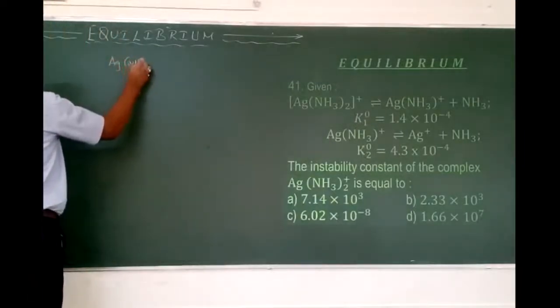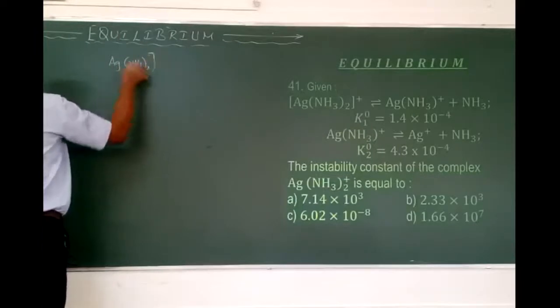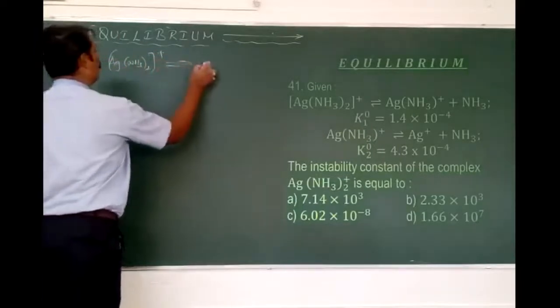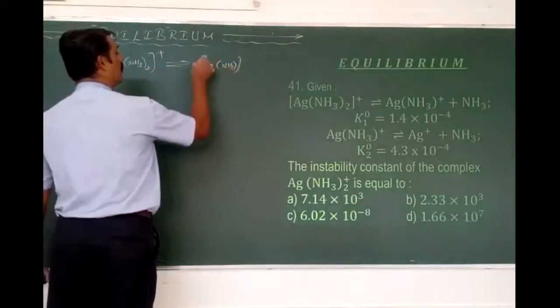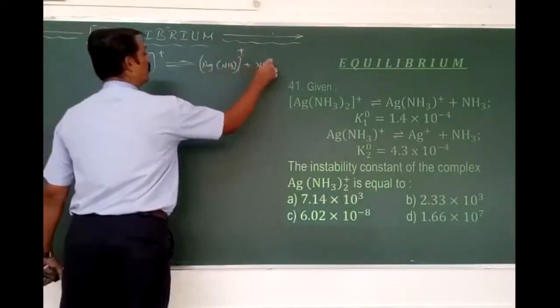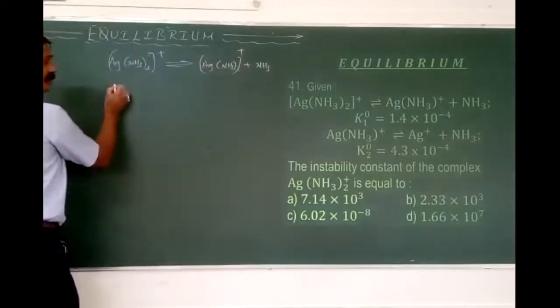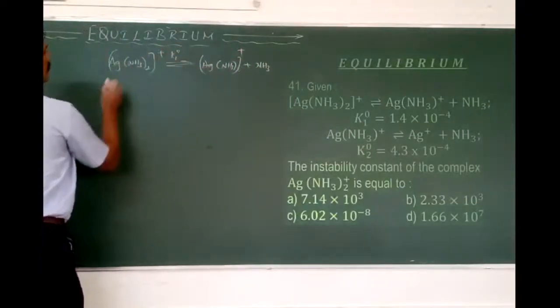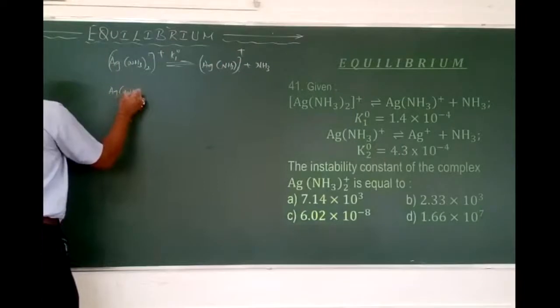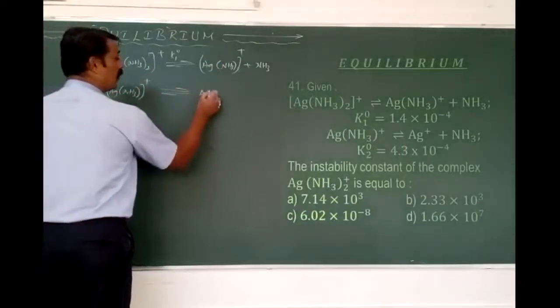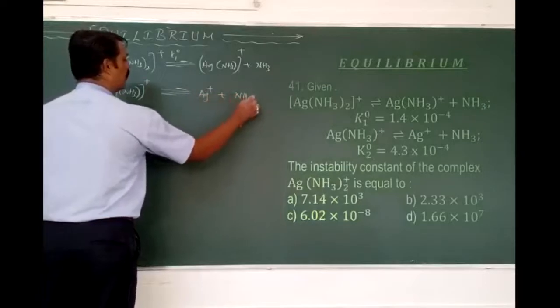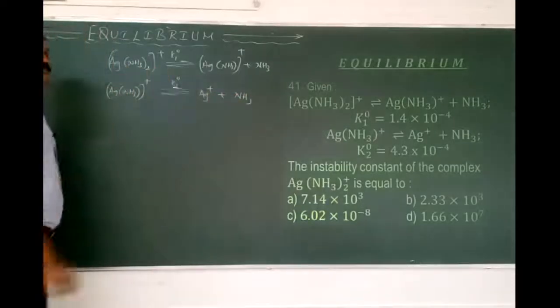Ag(NH3)2+ is in equilibrium with Ag(NH3)+ plus NH3. Similarly, another one: this is K1 naught. Ag(NH3)+ gives rise to Ag+ plus NH3. Here the equilibrium constant is K2.